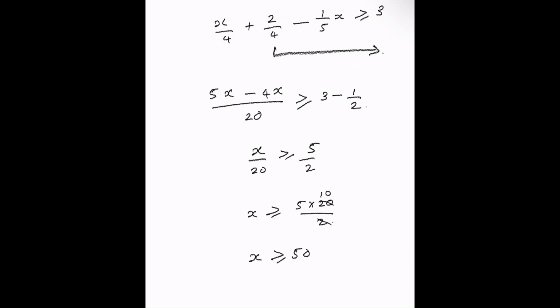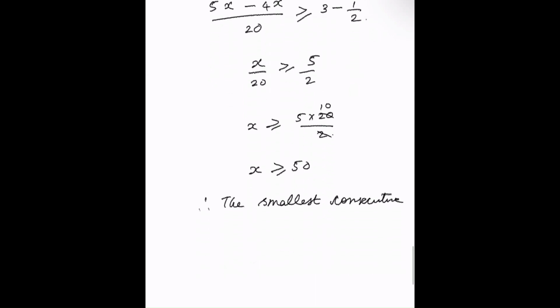So what are the smallest consecutive whole numbers? X, x plus 1 and x plus 2. So therefore the smallest consecutive whole numbers are 50, 51 and 52, right? X is 50, x plus 1 is 51 and x plus 2 is 52. So that's the answer.